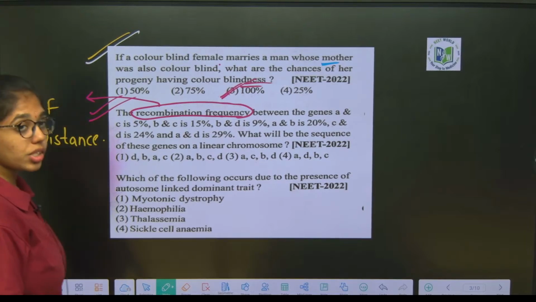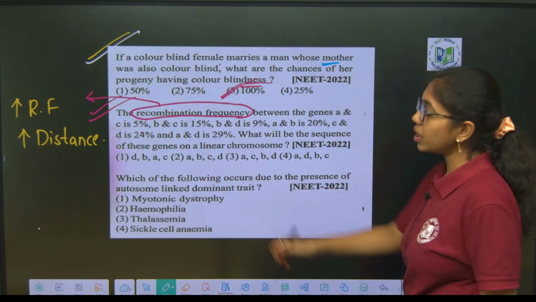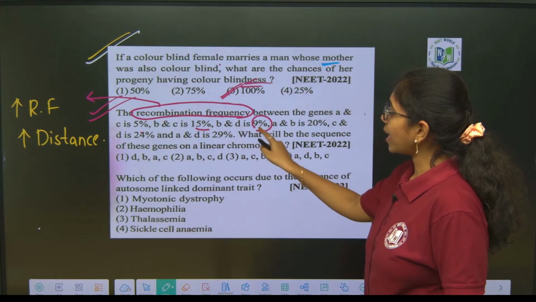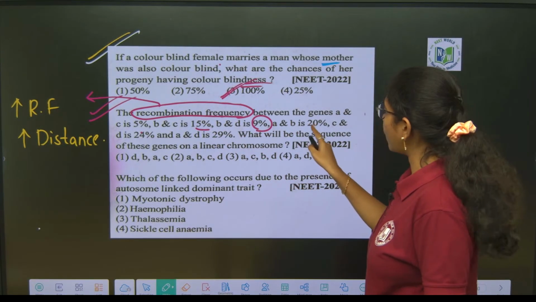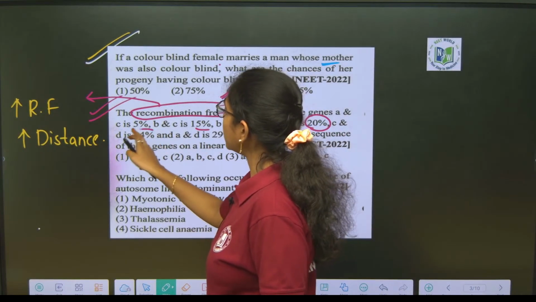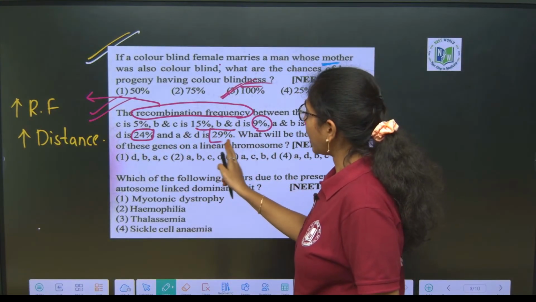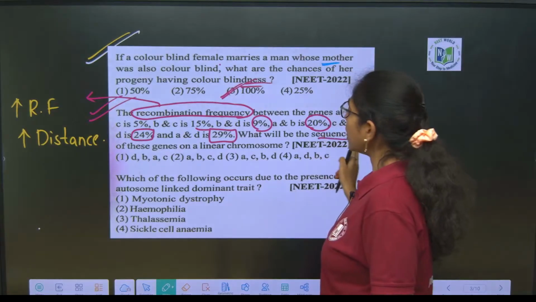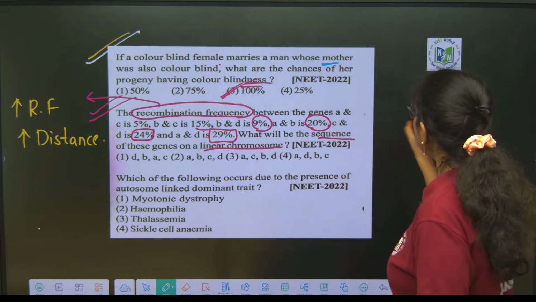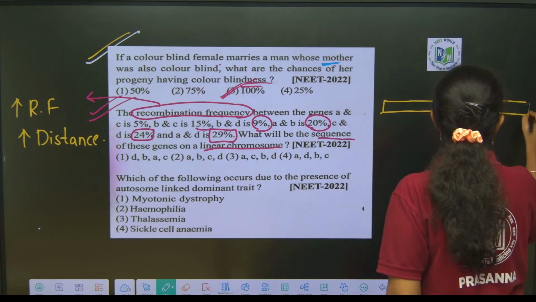The recombination frequency between the genes A and C is 5%, B and C is 15%, B and D is 9%, A and B is 20%, C and D is 24%, and A and D is 29%. In a linear chromosome, what will be the sequence of these genes? That is what they are asking.